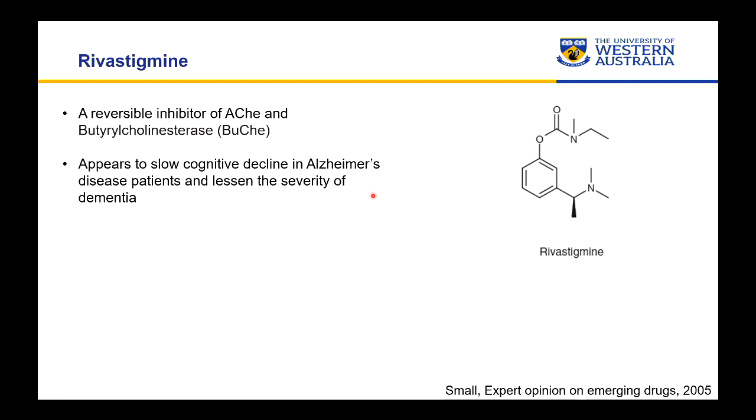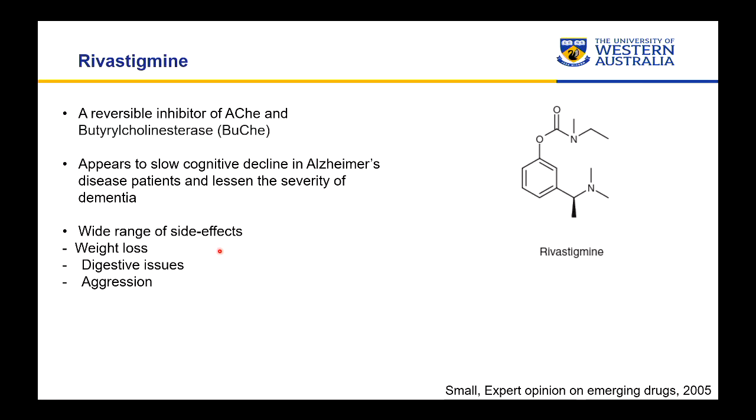And this one seemed to be a little bit more neuroprotective. We don't know why, but it actually seems to slow the cognitive decline in Alzheimer's disease patients and lessen the severity of dementia. So some people have looked at taking this a bit earlier on to stop that neurodegeneration over a longer period of time. We're not really sure why or how it can be neuroprotective, but it does seem to help in the long run.